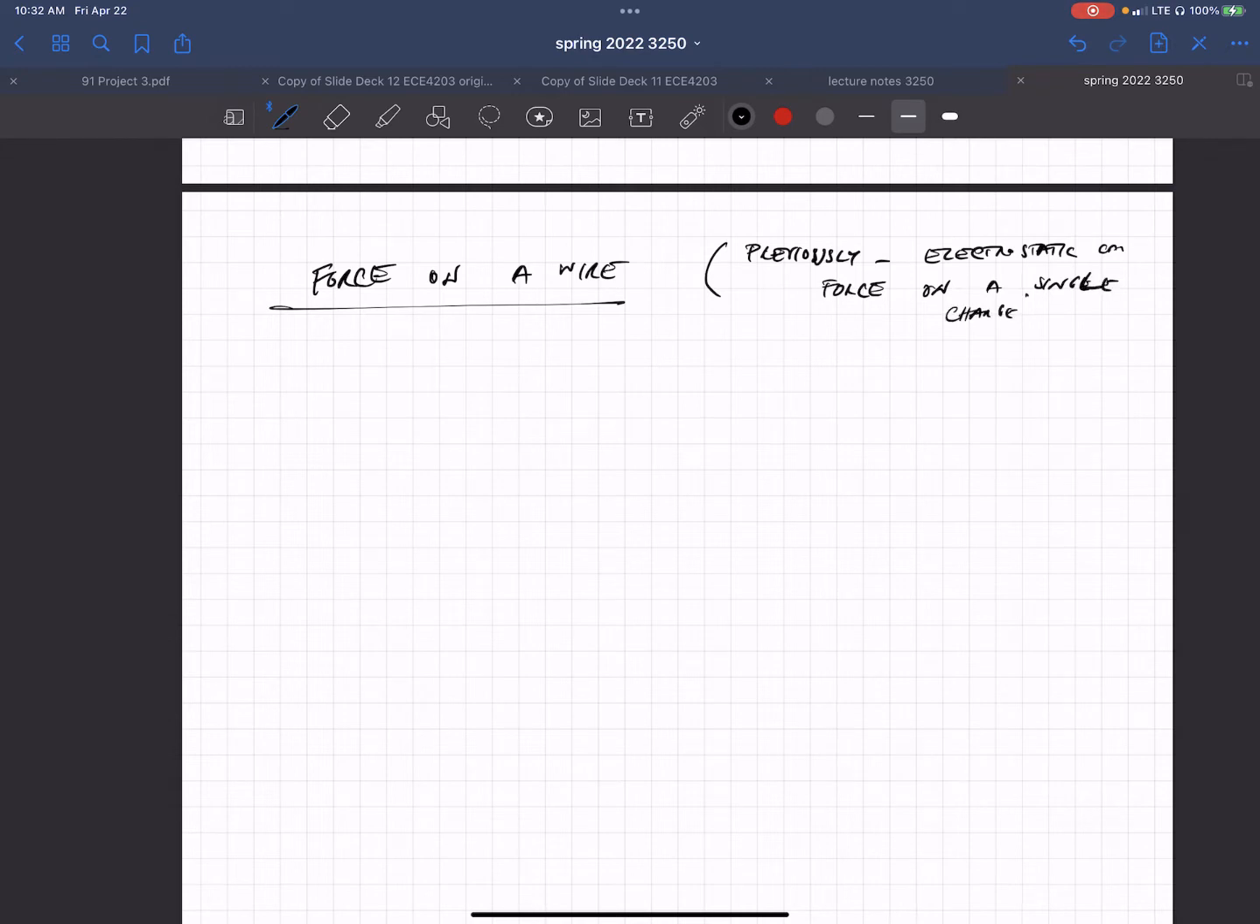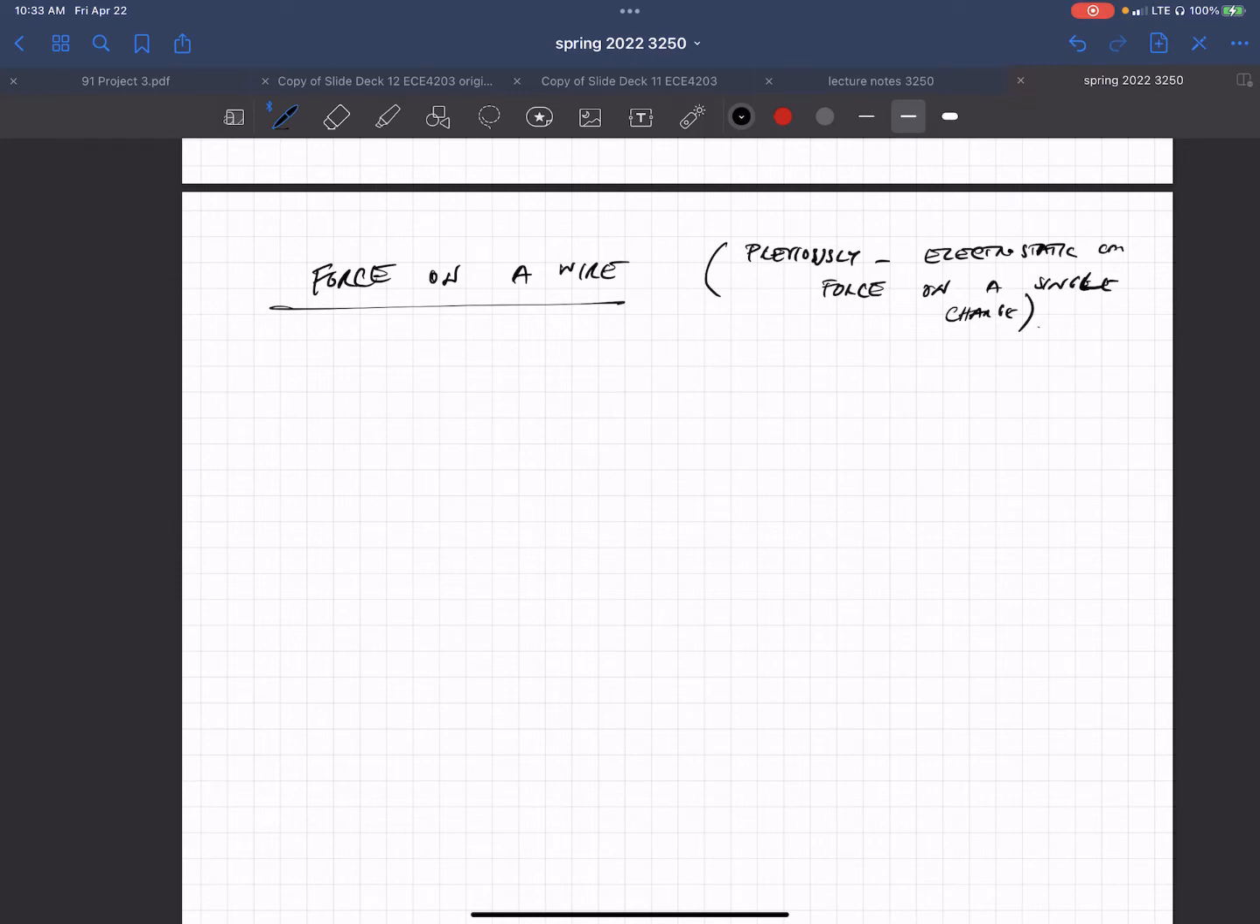But for magnetism, if a charge isn't moving, there's not going to be any magnetic force on it. So to generate a magnetic field or to feel a magnetic force, charges have to be in movement. So we kind of have to start thinking in terms of wires or things that are moving.